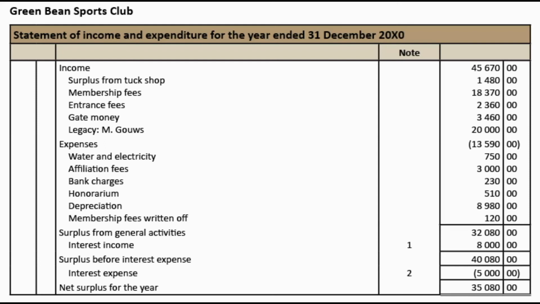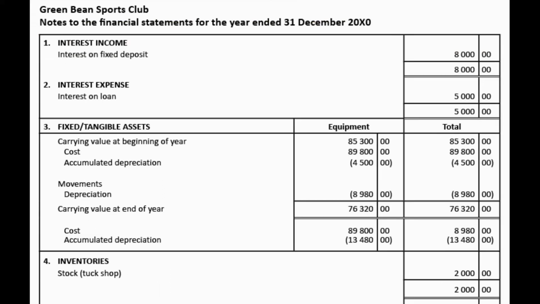Okay, now let's get to the balance sheet. But before I do the balance sheet, I'm first just going to go through the notes quickly, before we enter the amounts in the balance sheet. I've already done interest income and interest expense. The 8,000 for interest income was for the interest on the fixed deposit, and the interest on loan was 5,000. Those two amounts we've entered in the statement of income and expenditure. That was note number 1 and note number 2.